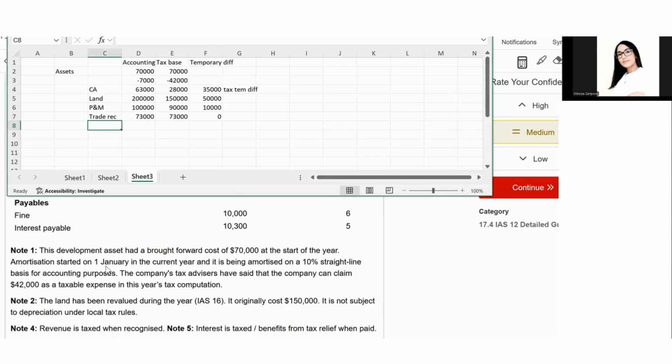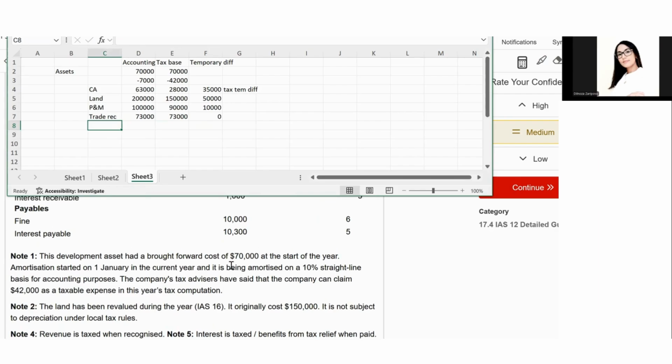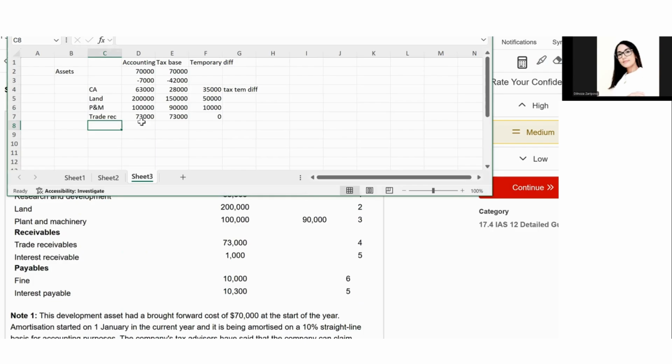Then interest receivable. Let's look at interest receivable. Interest is taxed when paid. So we have interest receivable now, 1,000. But for tax purposes, we don't have anything, because it is taxed when paid. We have a receivable, but it's not the paid amount yet, right? So for tax base, we have 0. 1,000 minus 0. So we have a difference again.